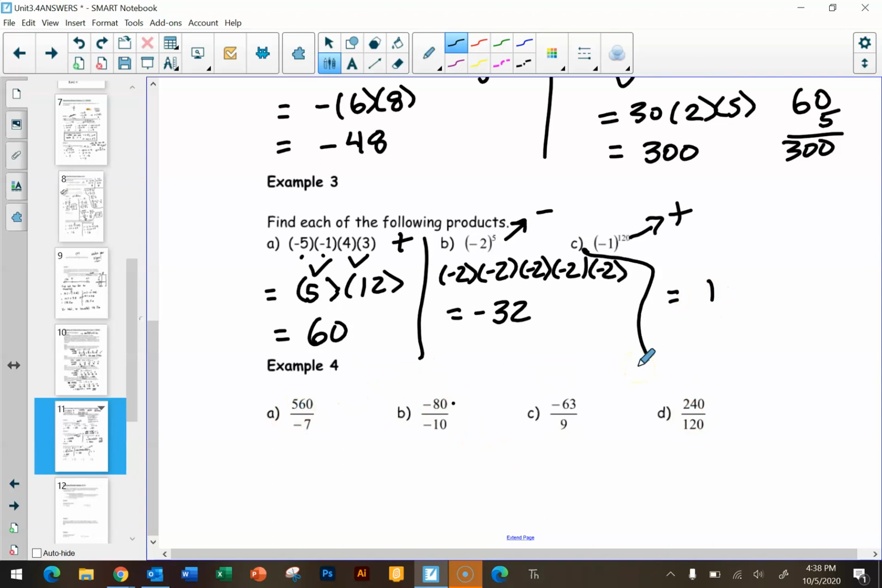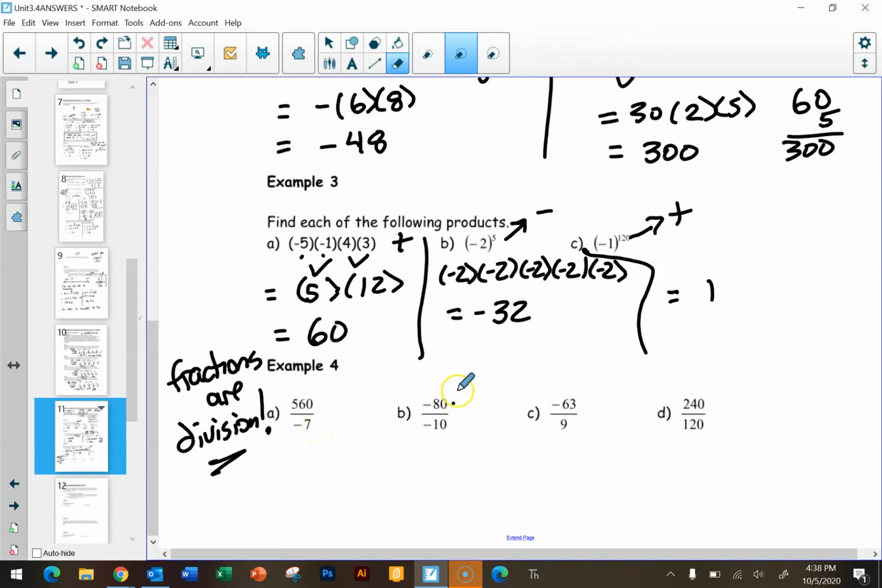Whenever you see a fraction, always remember fractions are division, always. This is just 560 divided by negative 7. Now you simplify where you can. However, in this case, 7's a prime number, so I can't simplify this anymore. I just basically have to write this as a decimal or keep the fraction the way it is.